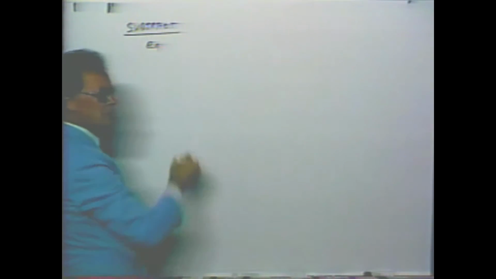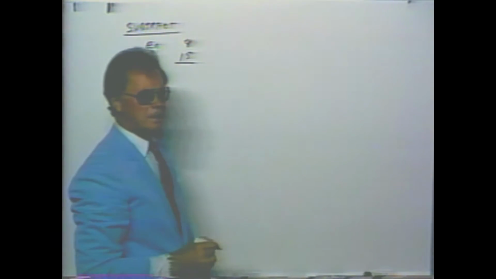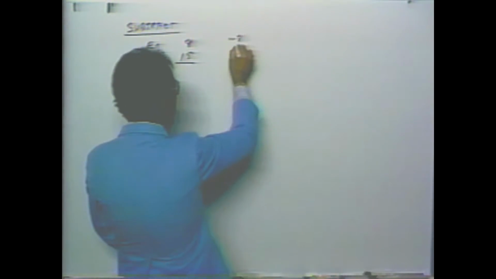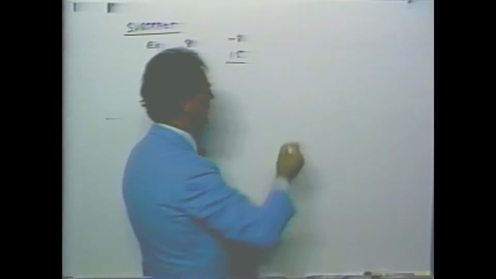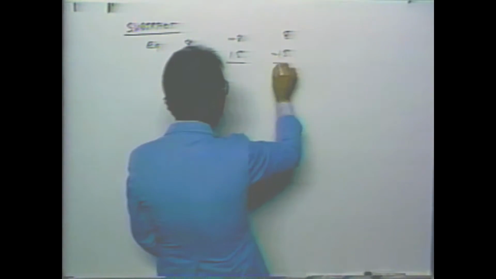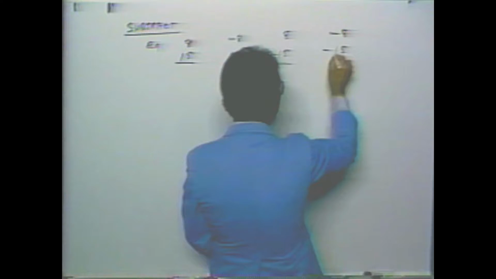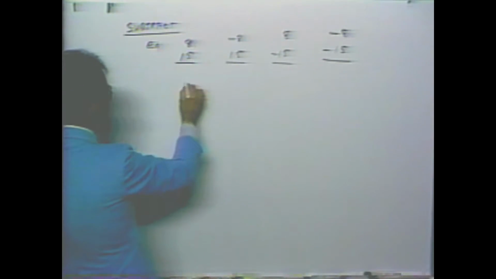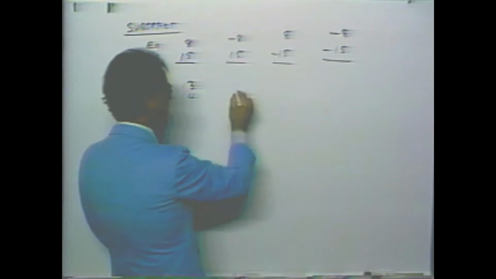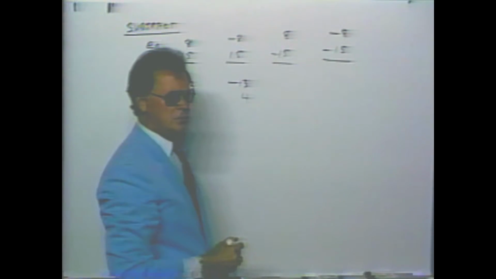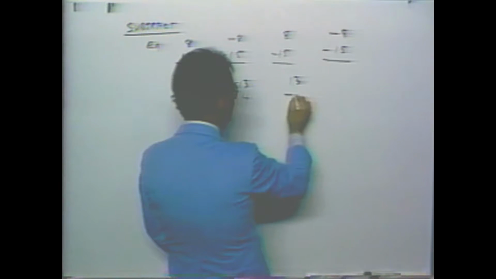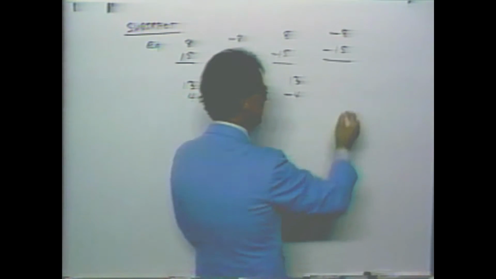Next is subtraction. For example, I want to subtract the following: 8 and 15, minus 8 and 15, 8 and minus 15, we'll have several of these, minus 8 minus 15, 13 and 4, minus 13 and 4, 13 minus 4, and minus 13 minus 4.